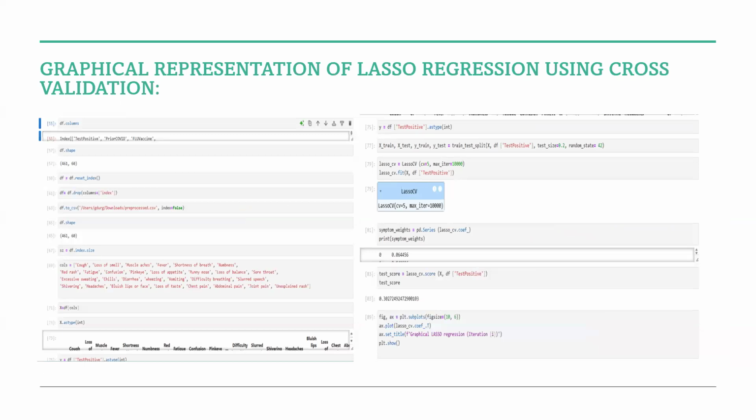Graphical representation of lasso regression using cross-validation. Export all the pre-processed data into a CSV file. We split the data into training and testing sets to evaluate our model's performance. Create a plot for graphical lasso regression.